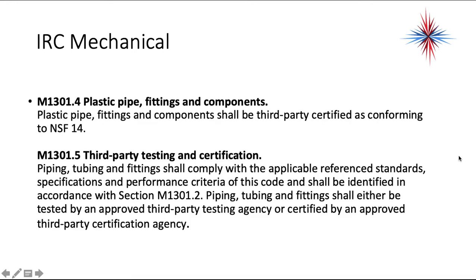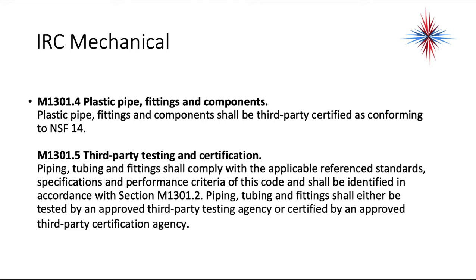So plastic pipes and fittings and components is Section 1301.4. Plastic pipe, fittings, and components shall be third-party certified as conforming to NSF 14. Again, we're referencing another code, but most often you don't have to worry about this unless you're purchasing fittings from overseas. If you're bulk purchasing fittings from China or another country, you have to be worried about whether it is certified. The reason for this is we want to make sure there are no leaks.